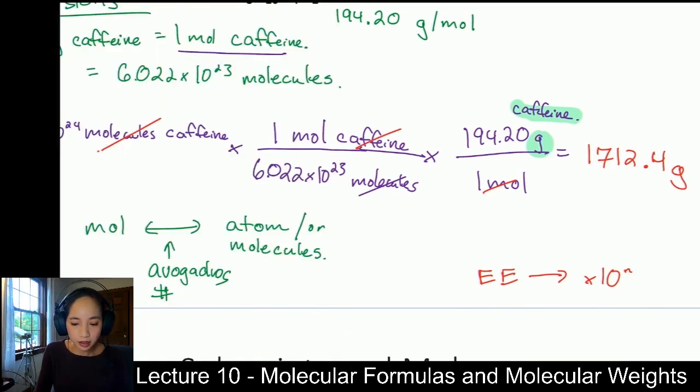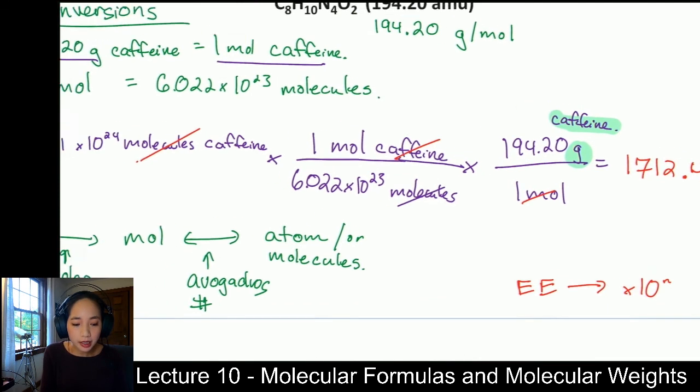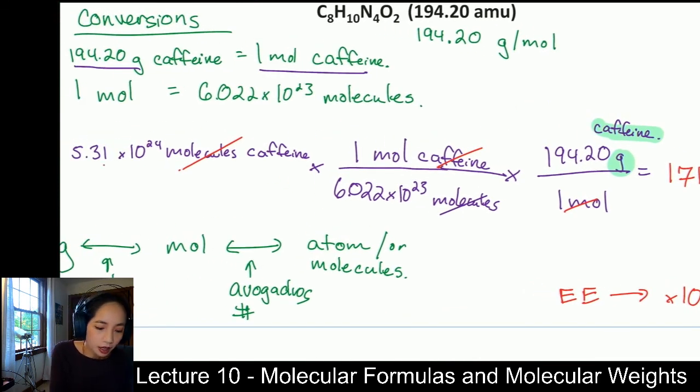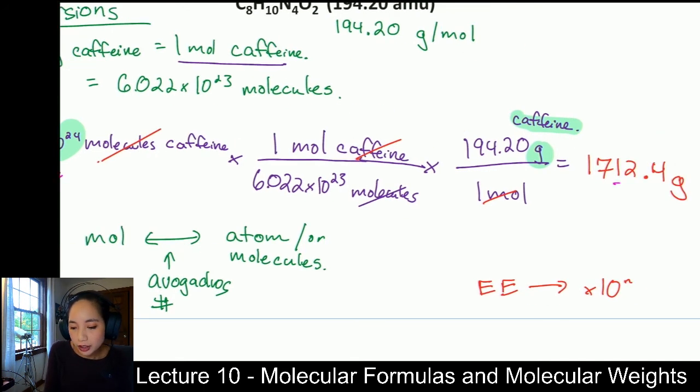Sorry, I just took a minute to adjust my screen. After putting it in the calculator, we got 1,712 grams of caffeine. But let's take a look at our sig figs. The number given here only has 3 sig figs. Remember that the exponent in scientific notation does not contribute to sig figs at all. It's only the coefficient on the scientific notation that gives sig figs. So we have 3 sig figs here, and our answer should be rounded to 3 sig figs. So my answer is going to be 1,710 grams of caffeine.